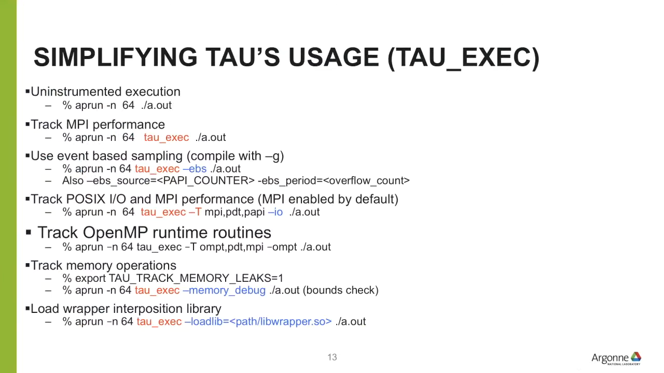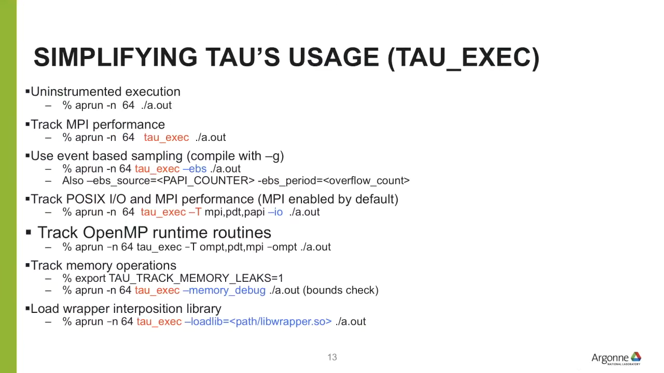Instead of wall clock time, you can also use a hardware performance counter to make these measurements, which is a counter from the PAPI library. You can specify the EBS source or the overflow counts as the EBS period, so that you could say, for example, please interrupt the program when 100,000 data cache misses have taken place instead of when 20 milliseconds have elapsed.